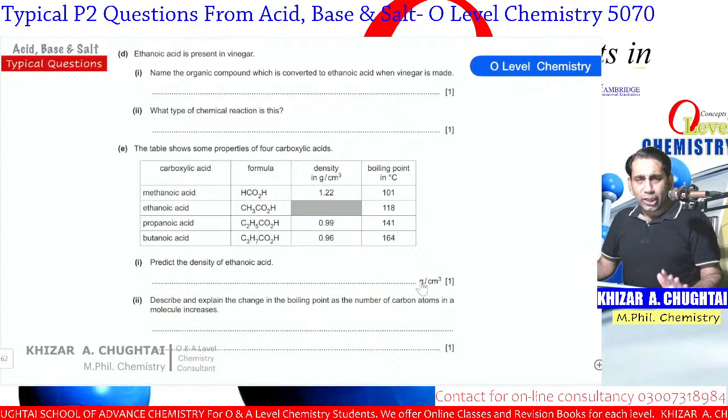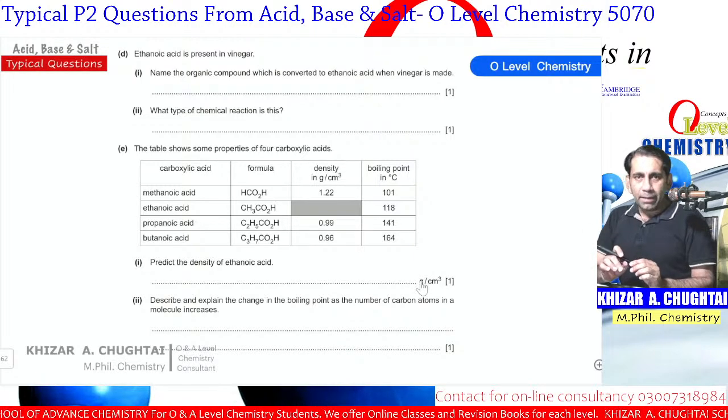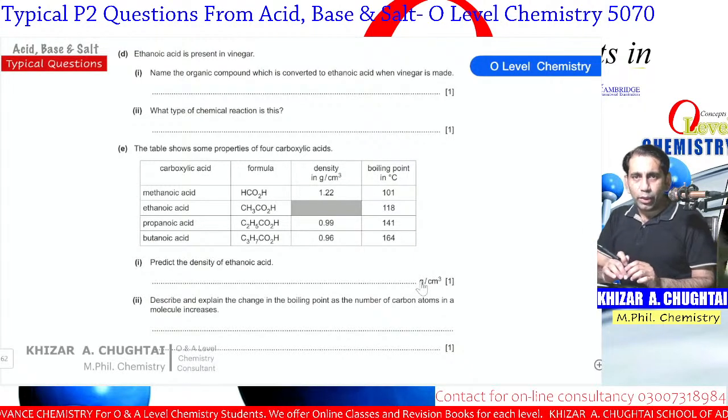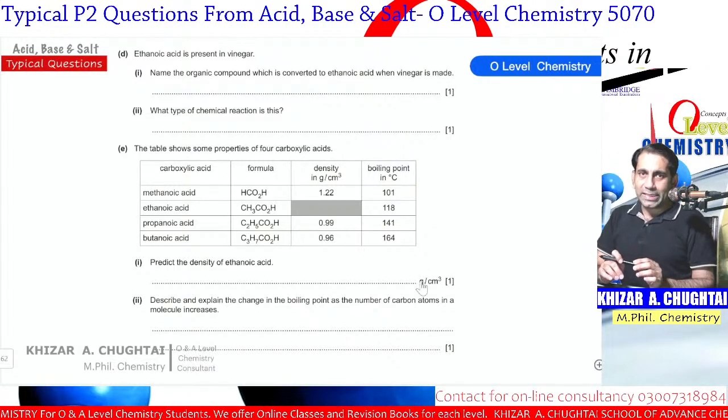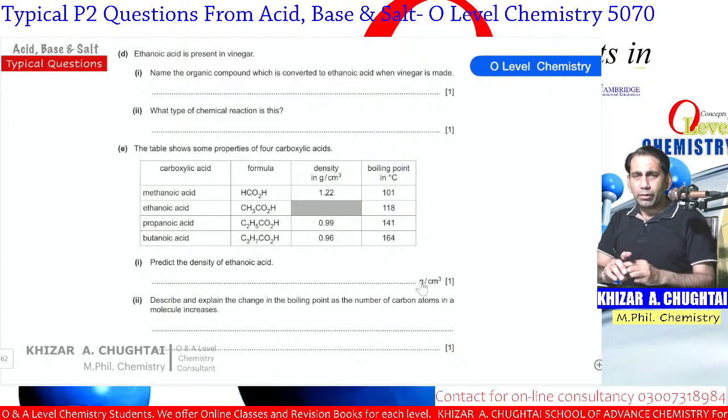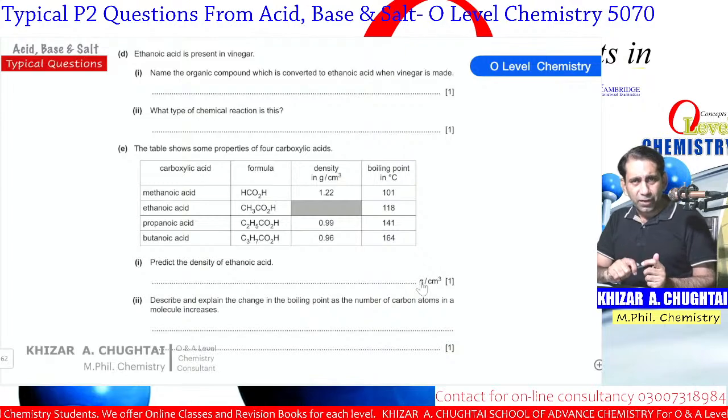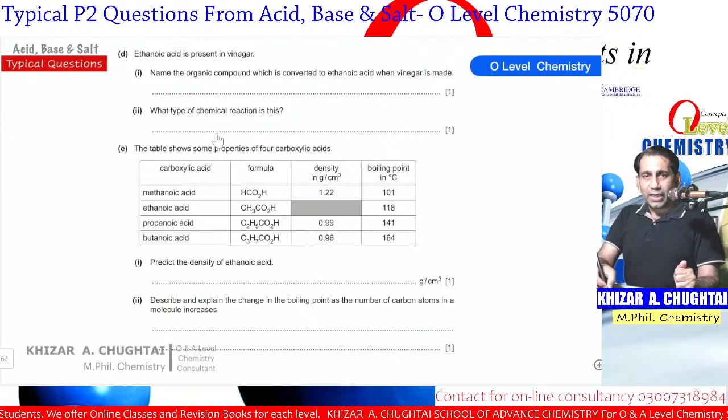The next one: ethanoic acid is present in vinegar. Name the organic compound which is converted to ethanoic acid when vinegar is made. Once again, this is a typical question that is from the synthesis of ethanoic acid. You know, ethanol.